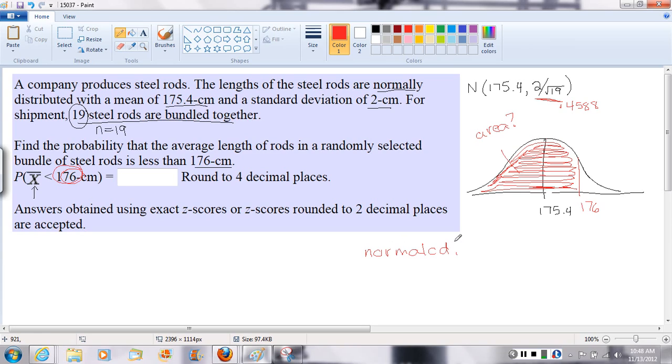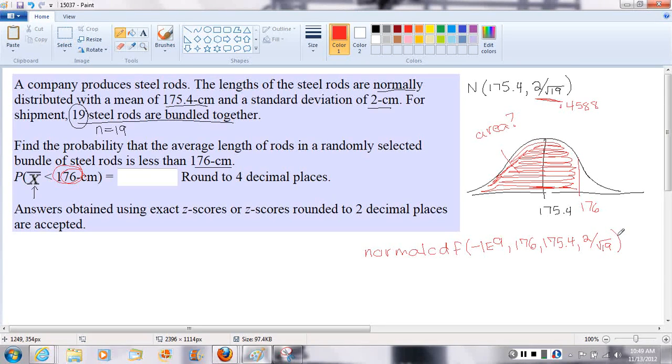When we use that command, the first thing we enter is the left-hand boundary of the area of interest. That's going to be negative infinity here for our calculator, negative 1 E9. And then the right-hand boundary is 176. The mean is 175.4. And the standard deviation is 2 divided by the square root of 19. Let's go ahead and put that in our calculator. We're going to do second vars and option 2, normal CDF, and then negative 1 E9, comma, 176, comma, 175.4, comma, and then 2 divided by the square root of 19.